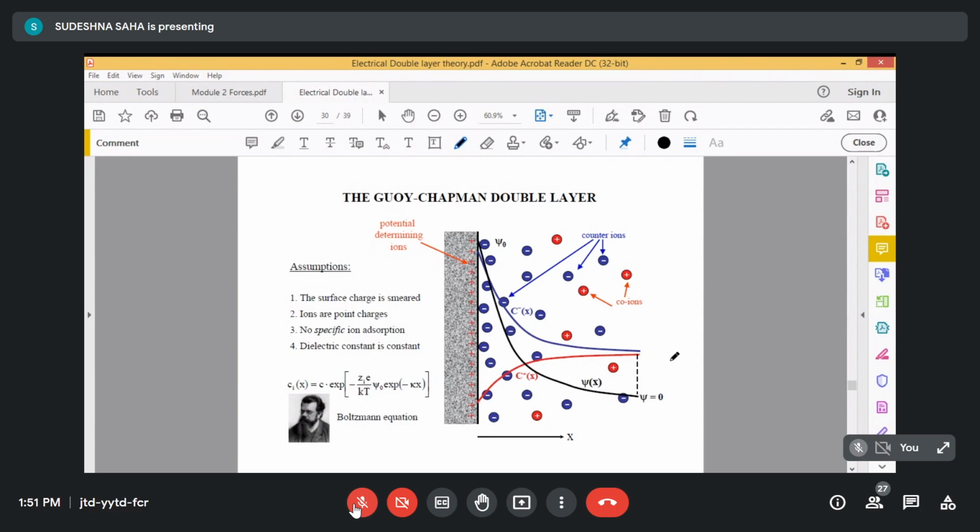Equals to 0. Now this Zi is the valence, and Ni naught is the bulk concentration of ions per unit volume, and the valency of each ion is Zi. And by convention, this Zi is negative for counter ions and positive for co-ions.